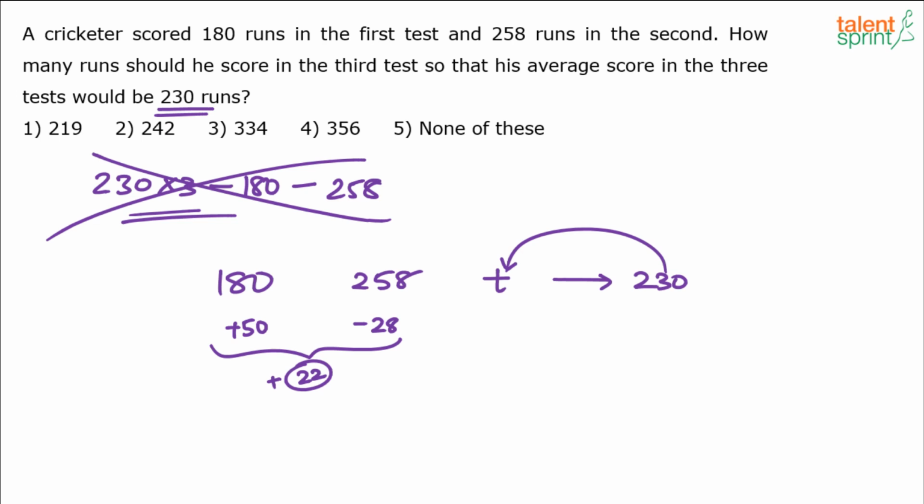The third person is supposed to have 230. Yes or no? Try and understand it yourself. I mean, I've solved the question already, but just do it yourself now. The third person is supposed to have 230 rupees, but there is some 22 extra with the group. That 22 he should take up. So 230 plus 22, 252 will be our answer.